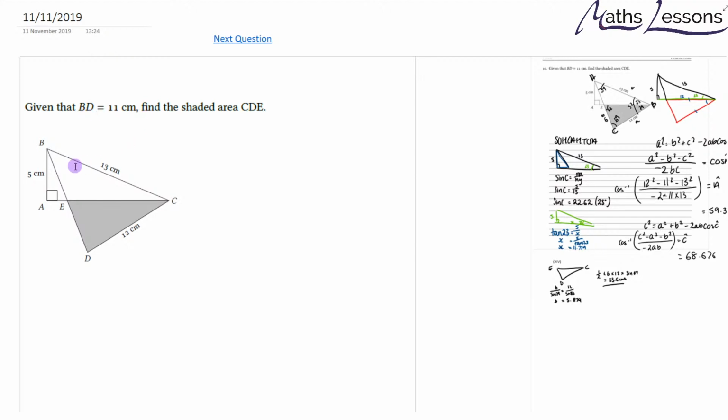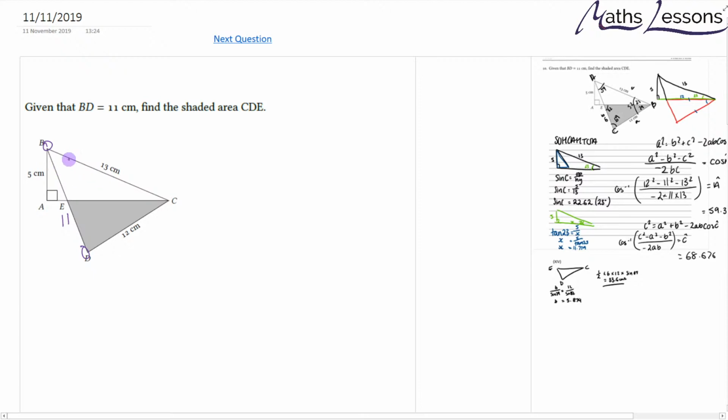So we know that BD is 11. So here to here is 11. And if we know this angle here, we can then find the area of this big triangle. And if we know this side, we can find the area of this small triangle as well with that angle. So therefore, that's going to be my plan of action.